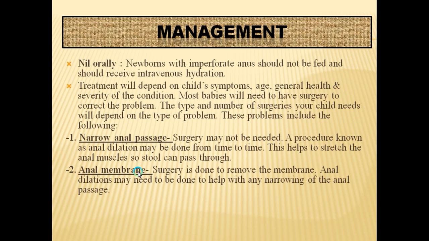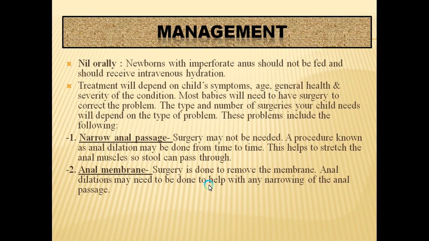We studied this last time. In the previous class, sometimes everything is okay, the only thing is the anus is covered by a membrane or a tissue. If that is so, then you require a surgery to remove the membrane, and then anal dilatations may be done to help. You may have two things: either it is membrane only, then removal of the membrane will solve the problem.